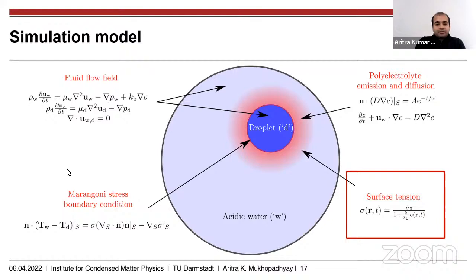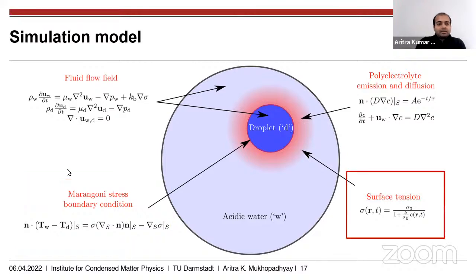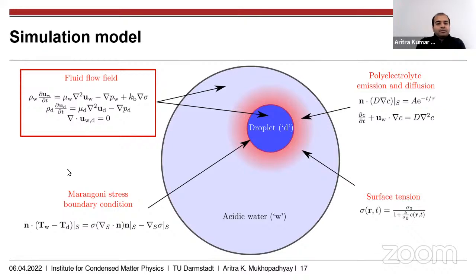And this difference in the surface tension around the droplet gives rise to a Marangoni stress boundary condition at the droplet interface. And finally, using this Marangoni stress as a boundary condition, we model the fluid flow both inside the droplet and also outside the droplet using an unsteady Stokes equation. We solved this entire model using a numerical scheme in COMSOL, and now I can explain how the droplet moves according to the simulations.